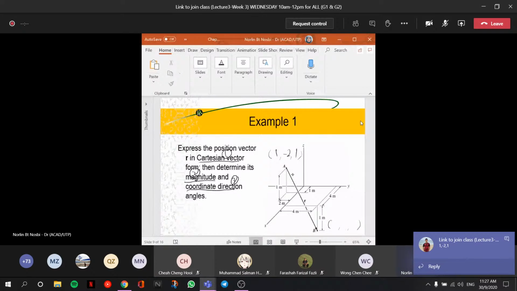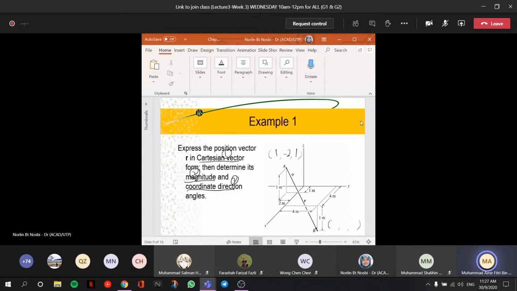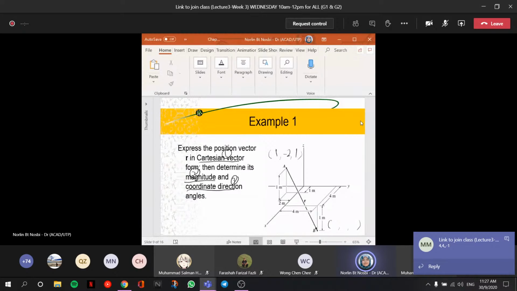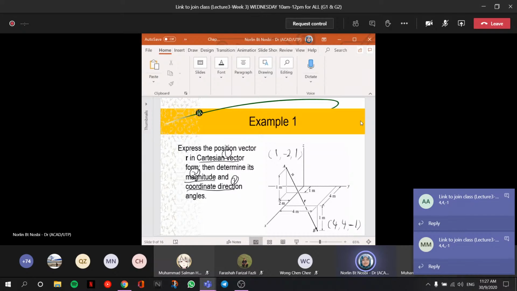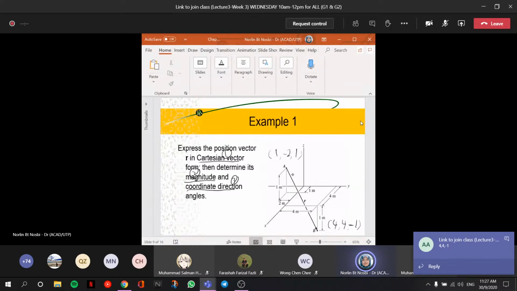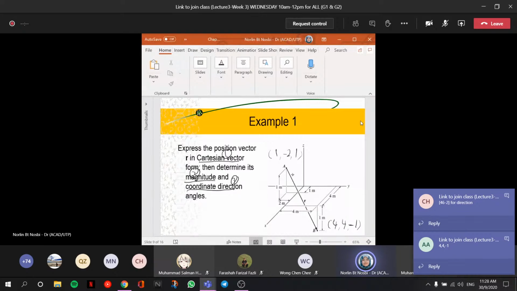How about B? What is the coordinate for B? 4, 4, negative 1. Okay, 4 and then 4 and then negative 1. Yeah, correct. Okay, now you know the coordinate. You need to change it into the Cartesian vector form.